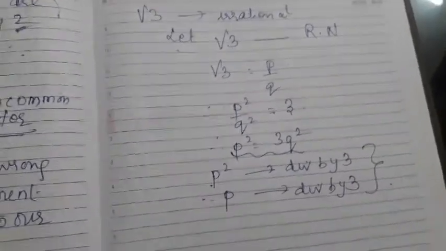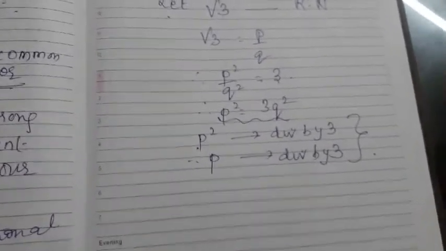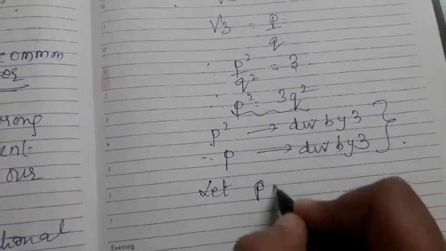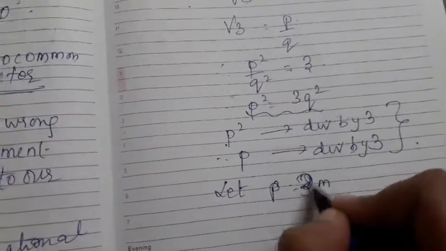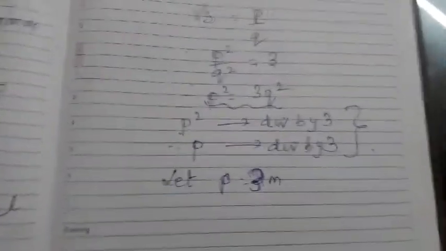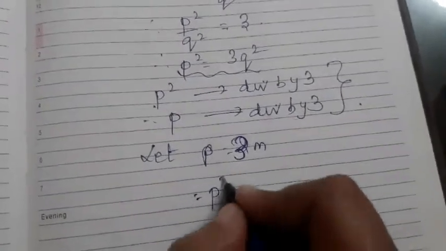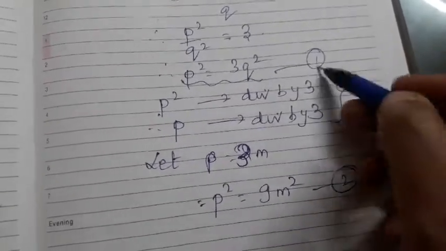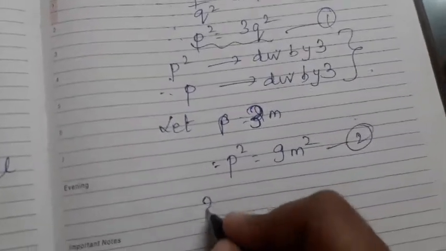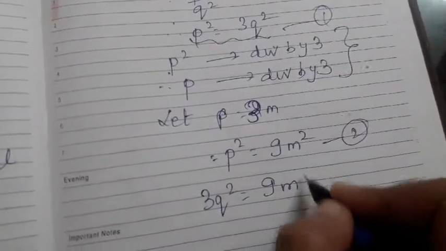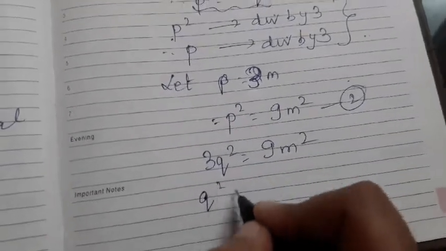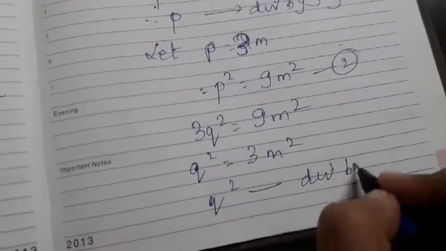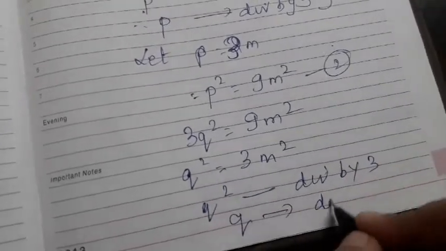This is by which theorem? By the first theorem 1.3. And similarly, let p be equal to 3m, not 2m, 3m. If I take p as 3m, I can write p square as 9m square. From here this is 1, here this is 2. When I equate 1 and 2, I will get 3q square is equal to 9m square. And I can also write it as q square is equal to 3m square. So q square is divisible by 3 or q is divisible by 3.